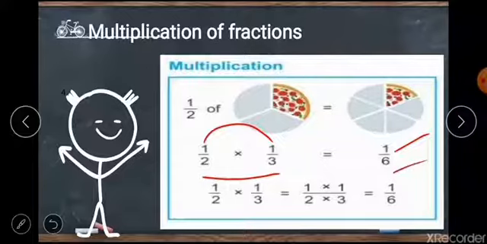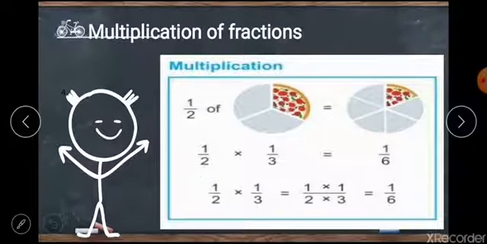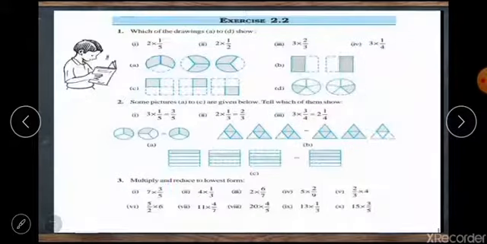So now how can I represent it in this form? The total parts are 6. Denominator means total parts. So 1, 2, 3, 4, 5 and 6. And the slice is only 1, which is shown in the numerator. So this will be 1 upon 6. So in this way, students, you can solve, or you can also simplify first and then do the multiplication.